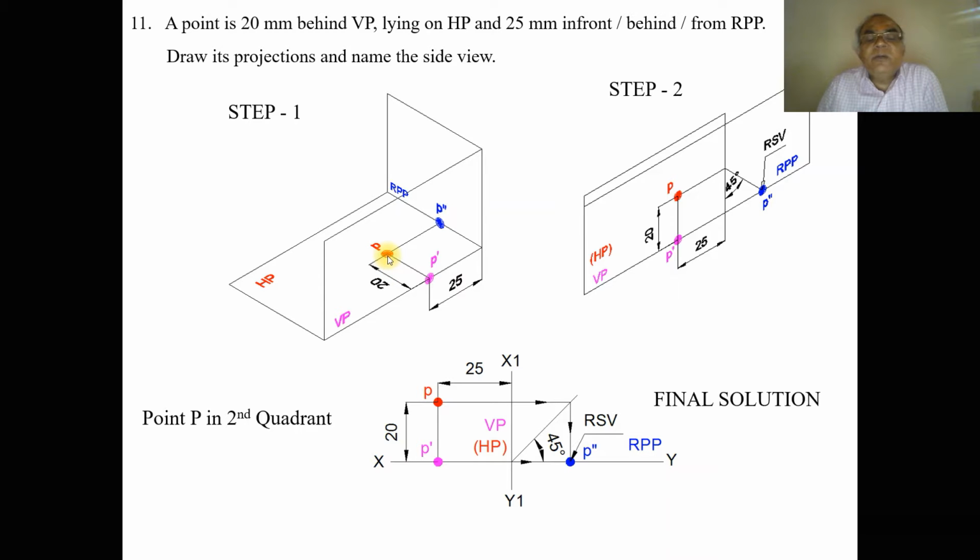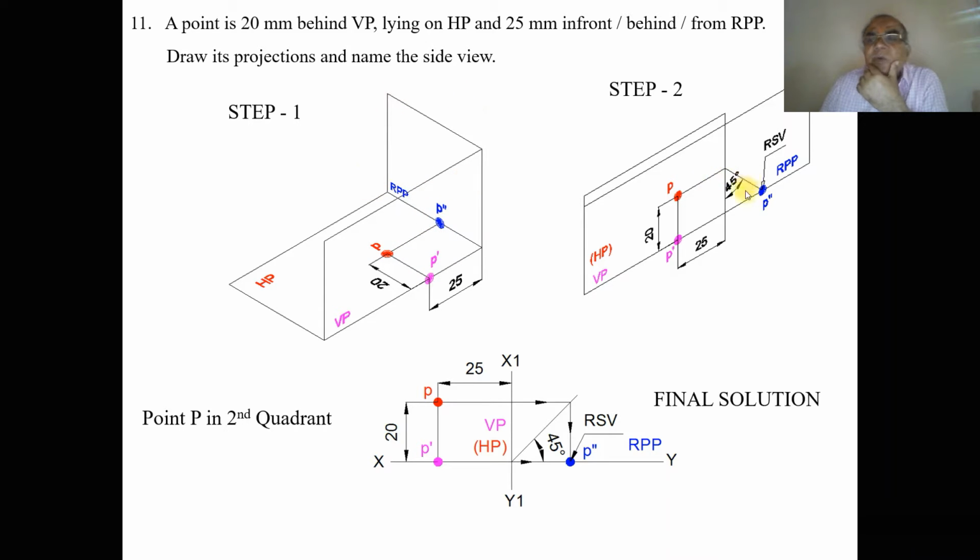So on HP, it will go to 20 mm. And then 25 mm in front of or behind RPP, it is behind RPP. From the front view, we can see the distance behind RPP in the vertical plane. Also, from the top view, we can see the distance behind RPP in the horizontal plane. Now when you look from the right side view, we can see the distance on HP and also behind VP. Both P dash and P double dash will be on the same line.